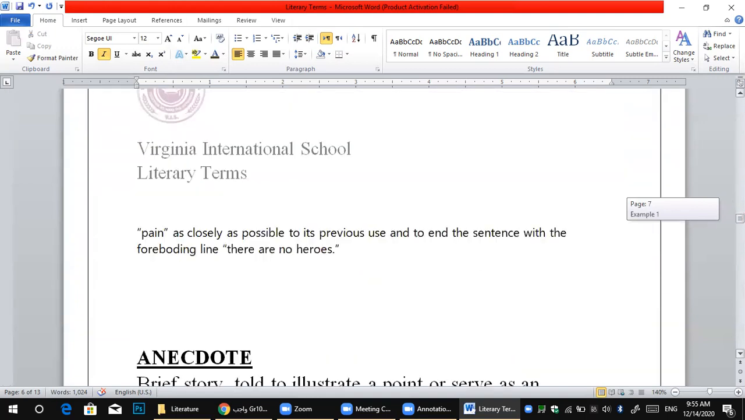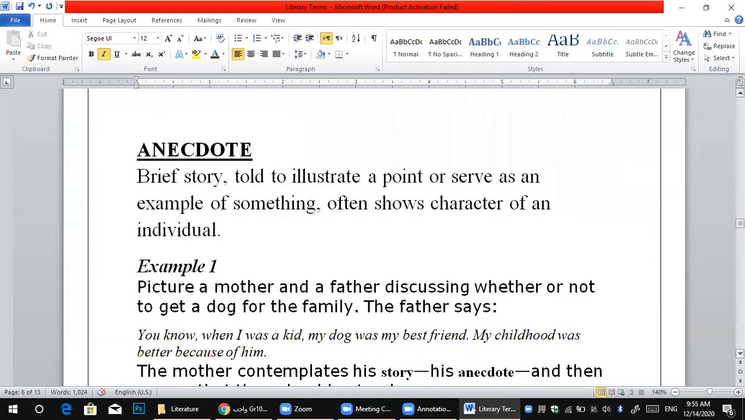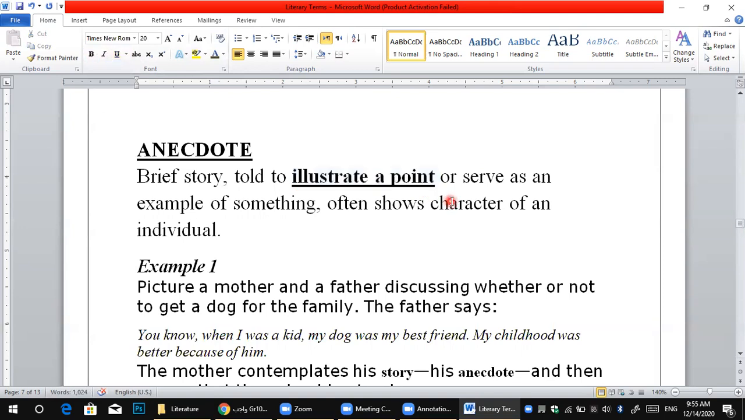After that, we have something called anecdote. Anecdote means a brief story told to illustrate a point or serve as an example of something. It often shows the character of an individual. So here, with an anecdote, we apply a personal story to emphasize or illustrate a point you want to deliver to the reader, the listener, or the audience.